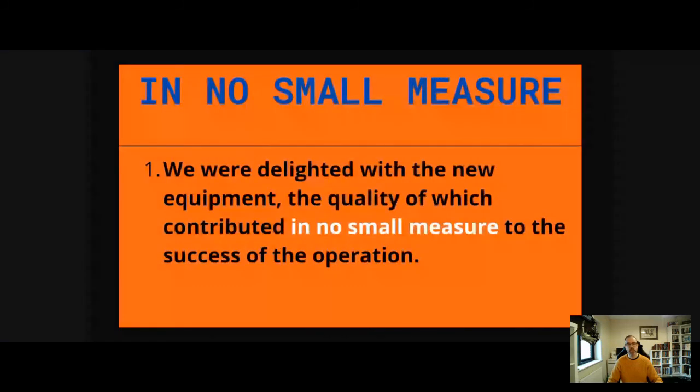So, in no small measure. This is a way of saying that something that's done is not as insignificant as you might think, or that it is more significant. So, we were delighted with the new equipment, the quality of which contributed in no small measure to the success of the operation. So it's saying that the equipment contributed in a significant way. So in no small measure, but in a big measure.